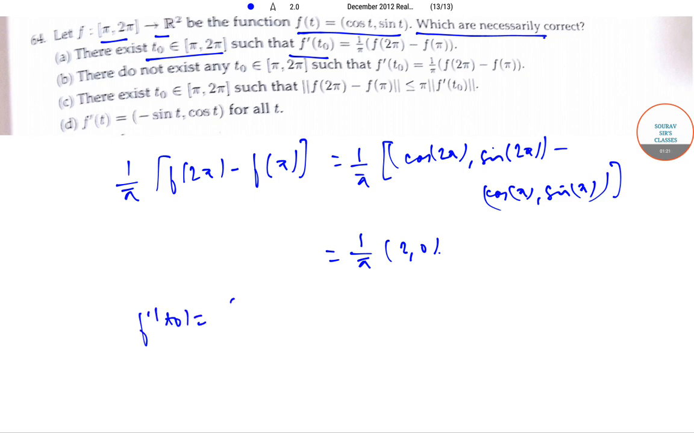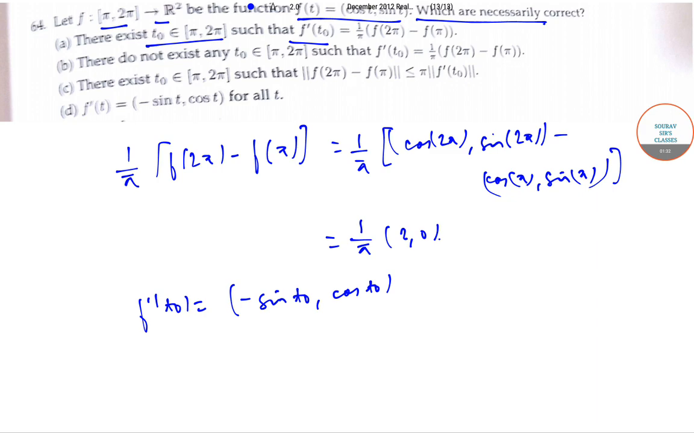And the left side, that is f'(t₀), is equal to (−sin t₀, cos t₀). Now comparing both, we get that (−sin t₀, cos t₀) is equal to 1/π times (2, 0). Now very clearly there does not exist any such t₀, so option A is incorrect, whereas option B is correct.